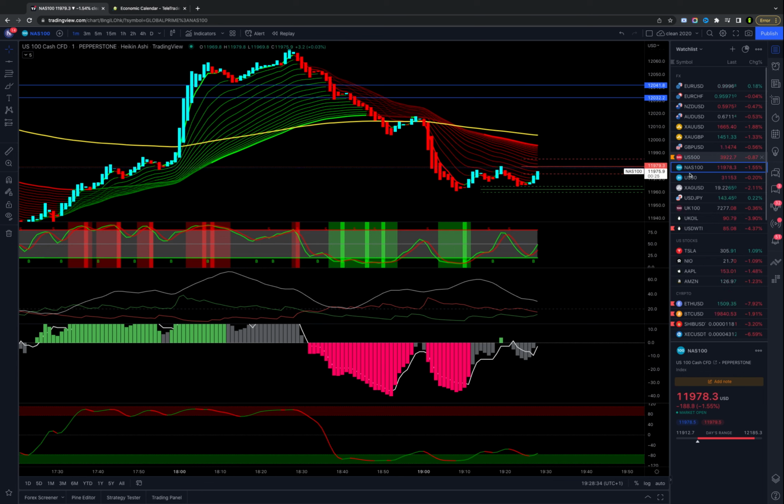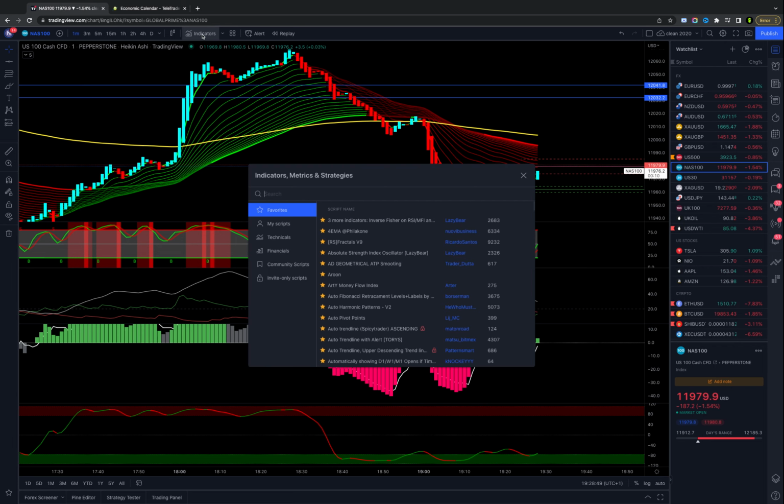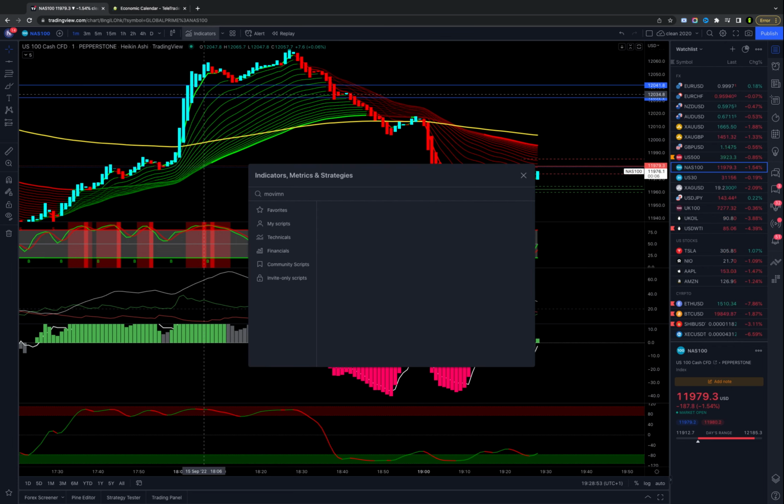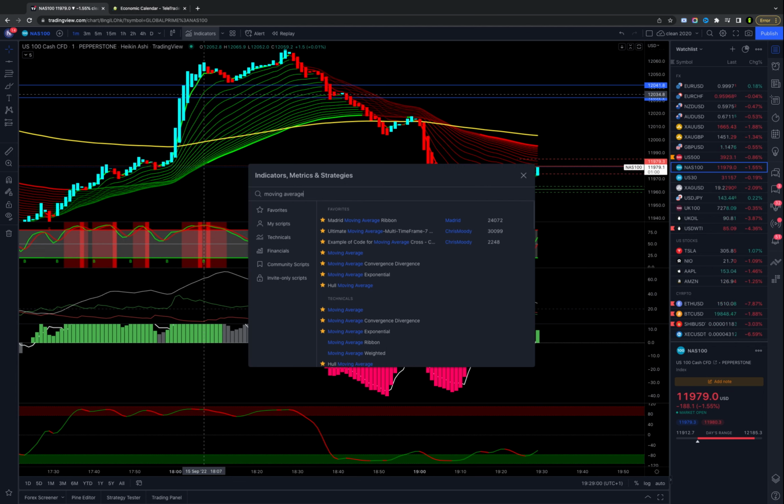So here on the right, I've got the Nasdaq. At the moment we're down. You need some simple things. Get a piece of paper or write this down or memorize it. Yellow line, 200 EMA. So you go to indicators, type moving average. Moving average. There you go. You need this one, by the way.